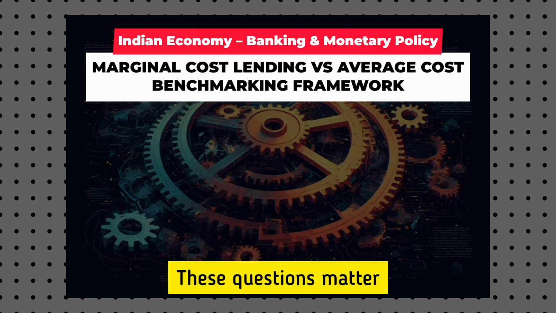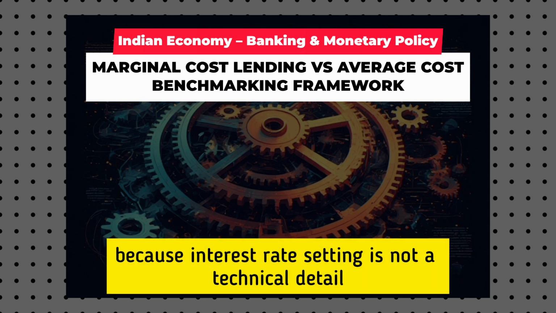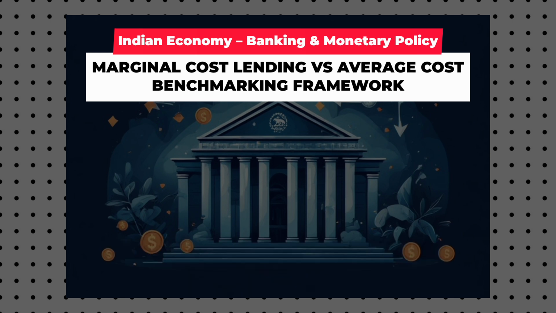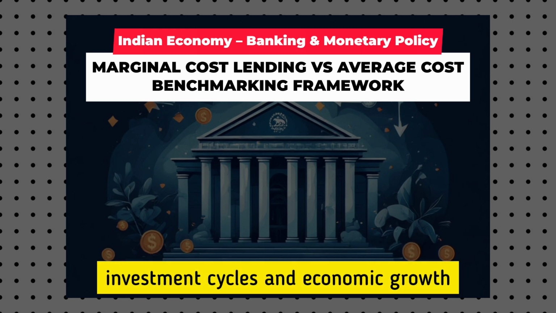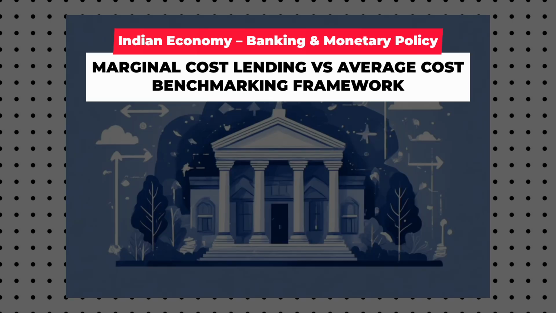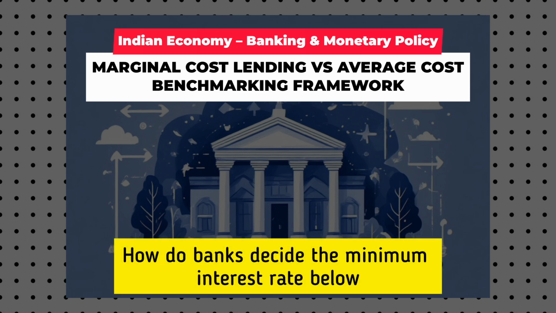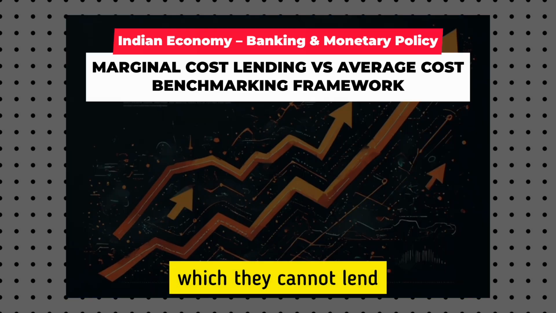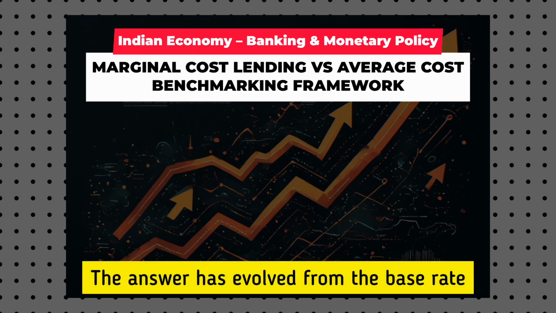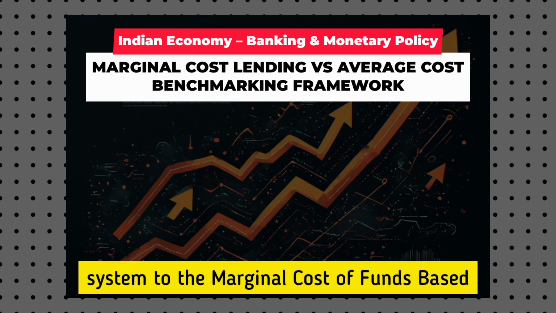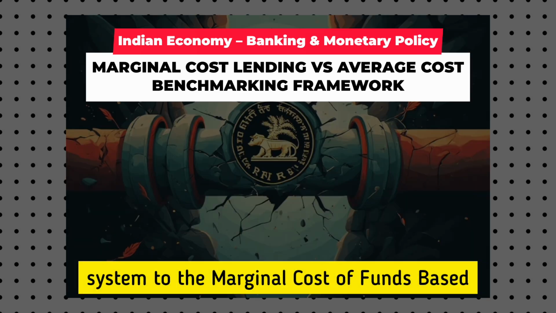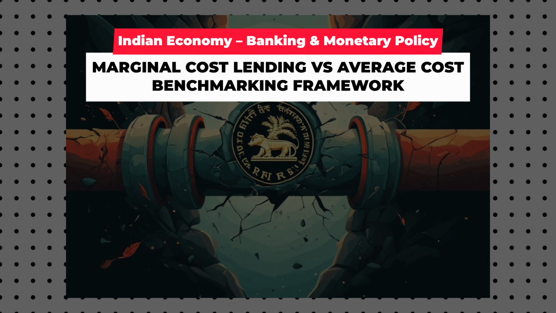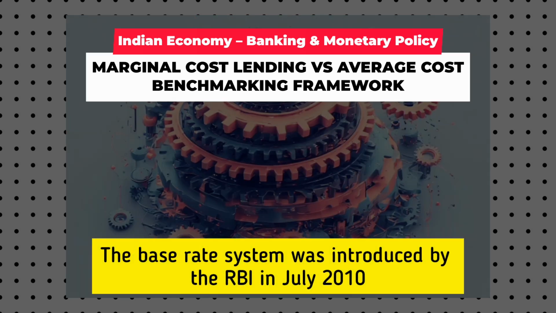These questions matter because interest rate setting is not a technical detail. It shapes credit flow, investment cycles, and economic growth. The core issue is simple. How do banks decide the minimum interest rate below which they cannot lend? The answer has evolved from the base rate system to the marginal cost of funds based lending rate, that is MCLR system. The base rate system was introduced by the RBI in July 2010.